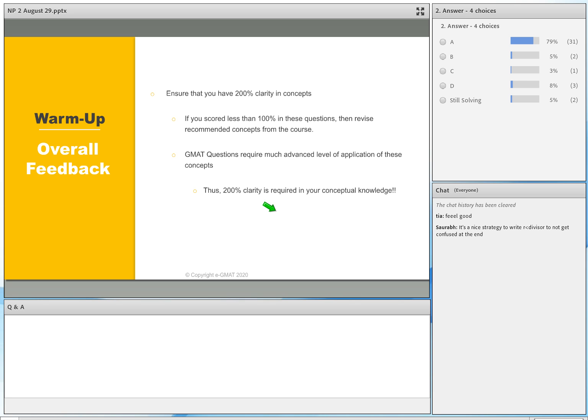Tia feels good. Saurabh says it's a nice strategy to write remainder less than divisor. Yes, putting things on paper will help you remember them. You won't lose sight of them. Eric says you cleared some haziness around my understanding. I'm glad to have done that, Eric. That's the goal today. The haziness has to soon turn into super clarity.